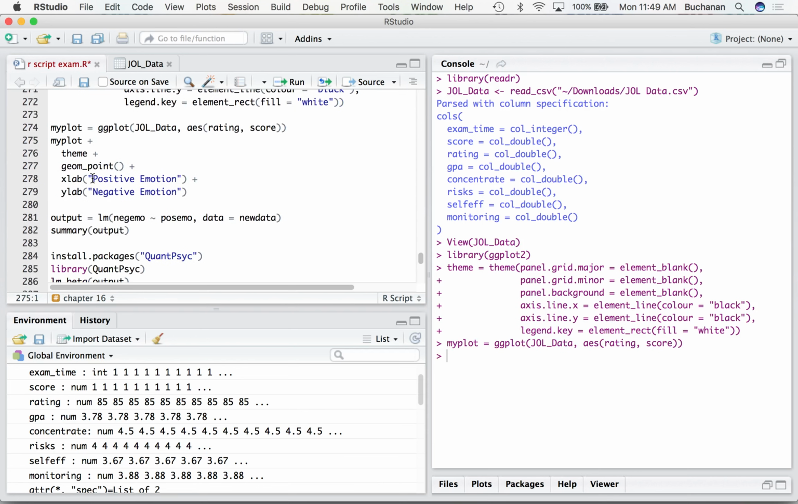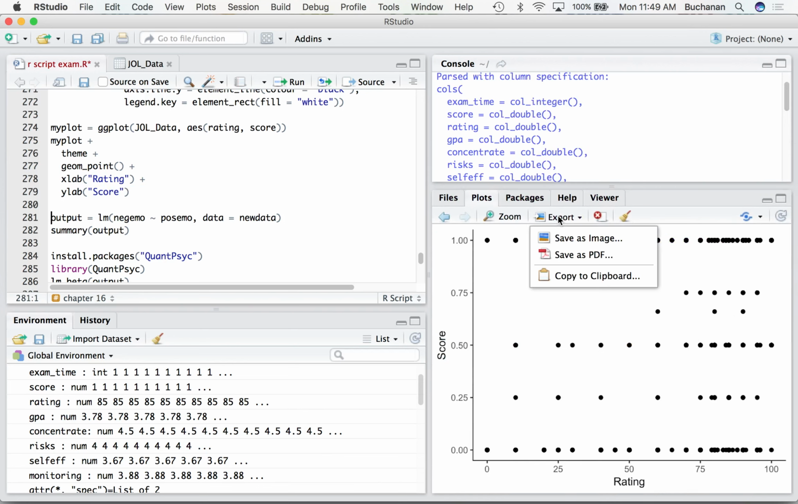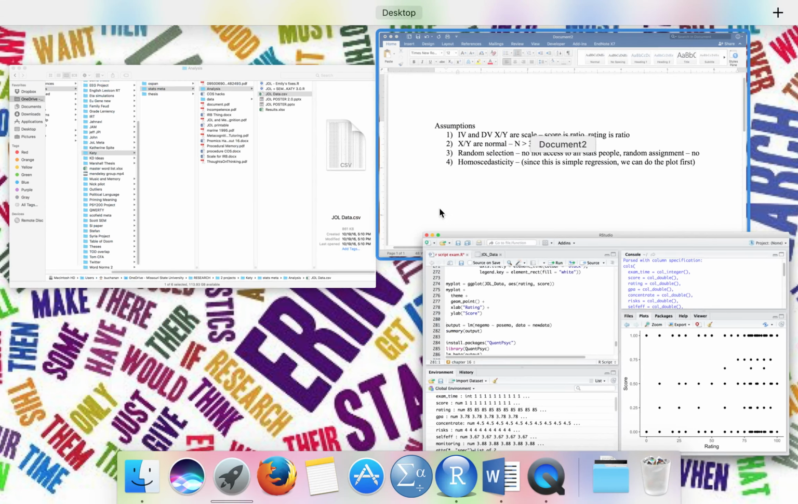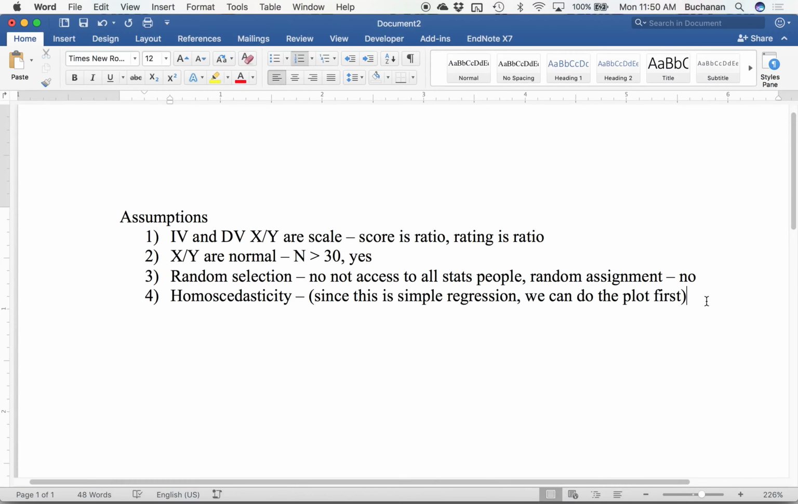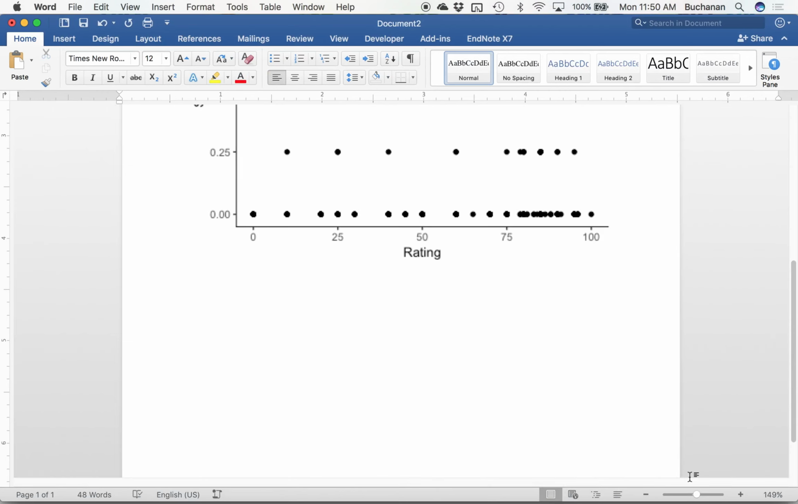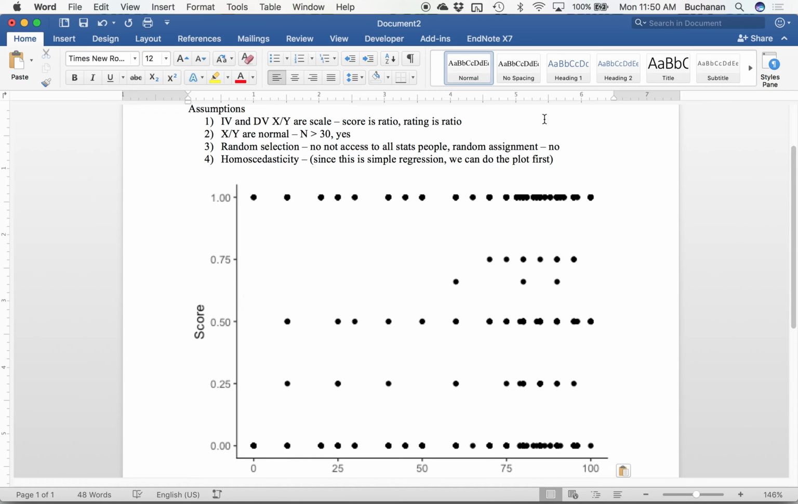Let's see, we want to call the X label here rating, and the Y label here score. It warned me it's deleted some missing data, that's okay. And I would say that this plot actually looks pretty good. Now, I don't know how much of a correlation I'm going to have, but the spread is relatively even.